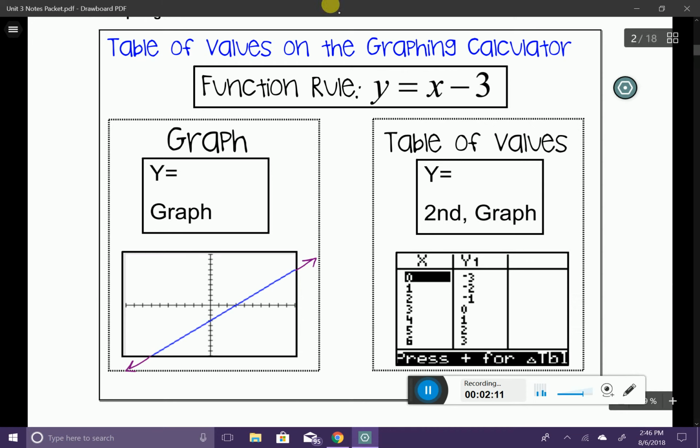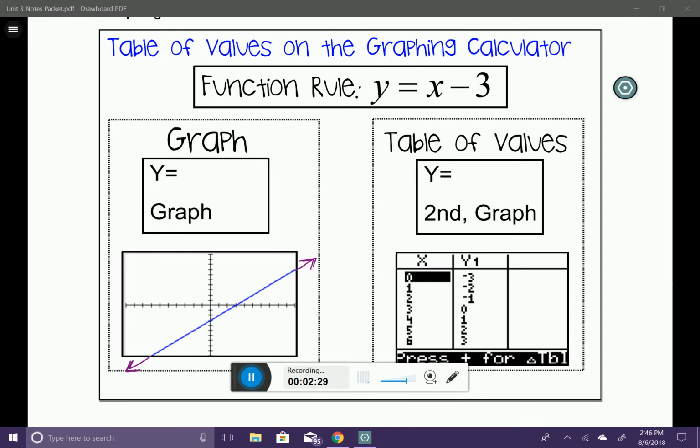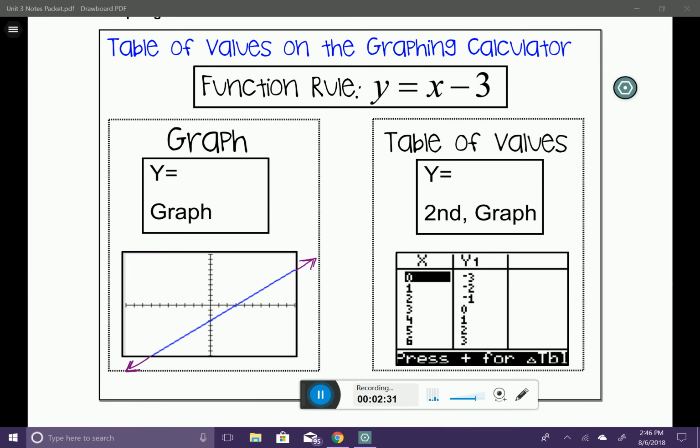Okay, so now that we know how to graph that line, let's go ahead and talk about the specific points on the line. Because this line right here has an infinite number of points located on it, and they're at specific locations. You can't just go and guess what those locations are. So to do that, we're going to find a table of values. A table of values is a list of x and y coordinates. So here's how we find it on the graphing calculator. We always have to have our function rule in our y sub 1, which we do right now.